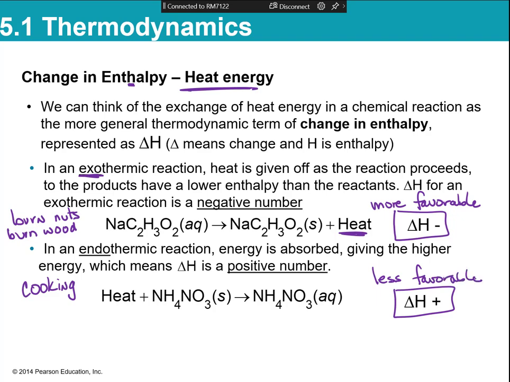And by favorable, I mean, does the reaction just keep going? Will the reaction happen on its own, or am I going to have to do something in order to get it to happen? So notice when it's considered endothermic, like cooking food, that means I have to put heat in, so heat is like a reactant. So that's one. Heat coming out, that's more favorable. Heat having to go in, that's less favorable in a reaction happening on its own.